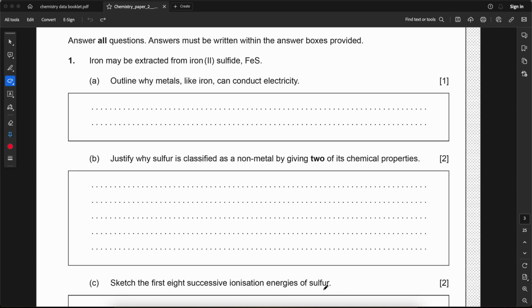Iron may be extracted from iron(II) sulfide, FeS. Outline why metals like iron can conduct electricity. Because it has a delocalized sea of electrons. So these are the positive charges, all positive, and then in between them there are electrons that are delocalized. So we can say that it's a delocalized sea of electrons. That's why metals like iron can conduct electricity.